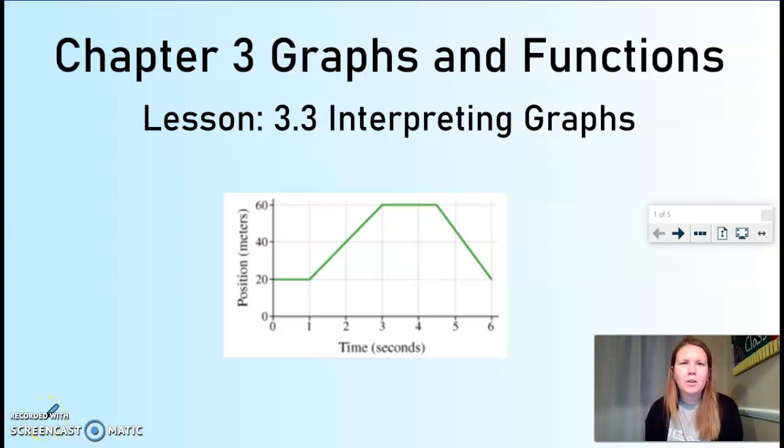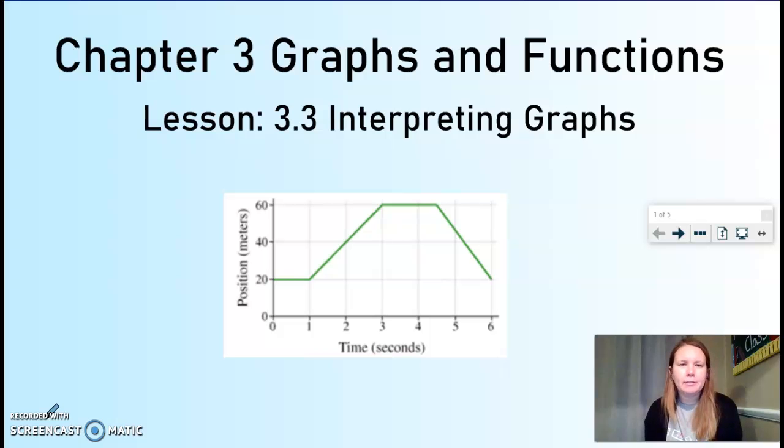Hello, Course 3 students, and welcome to our lesson 3.3 in our chapter 3 unit, which is about interpreting graphs. So now that we know how to plot things on a coordinate grid, we are going to talk about graphing more, and we want to be able to understand and interpret what these graphs really mean.